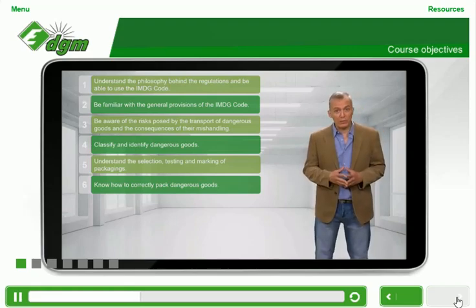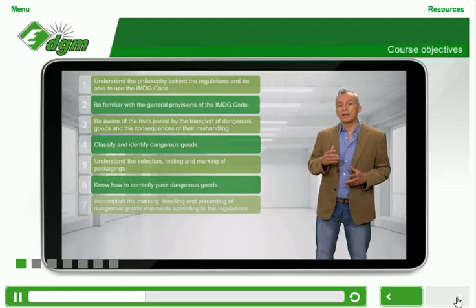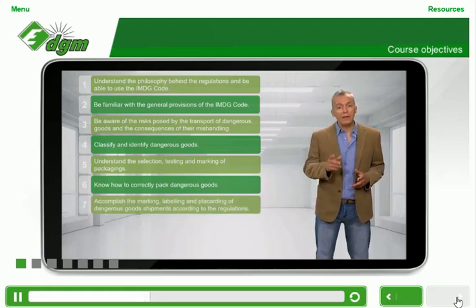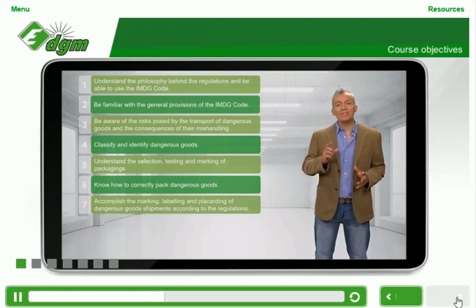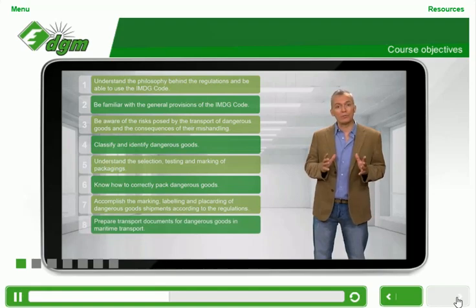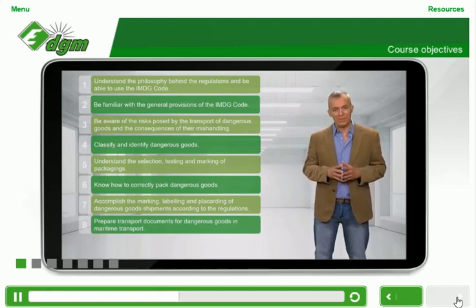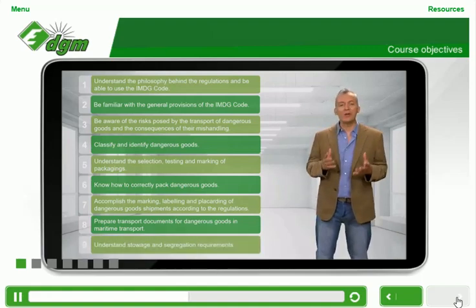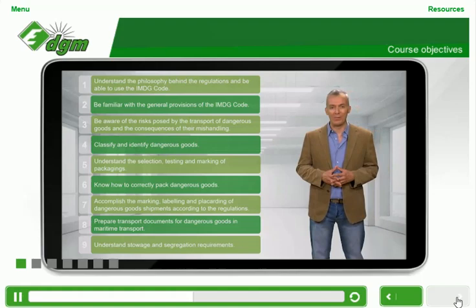Another objective of this course is for you to accomplish the marking, labeling and placarding of dangerous goods shipments according to the regulations and to know how to prepare transport documents for dangerous goods in maritime transport. And last but not least, you must understand stowage and segregation requirements.